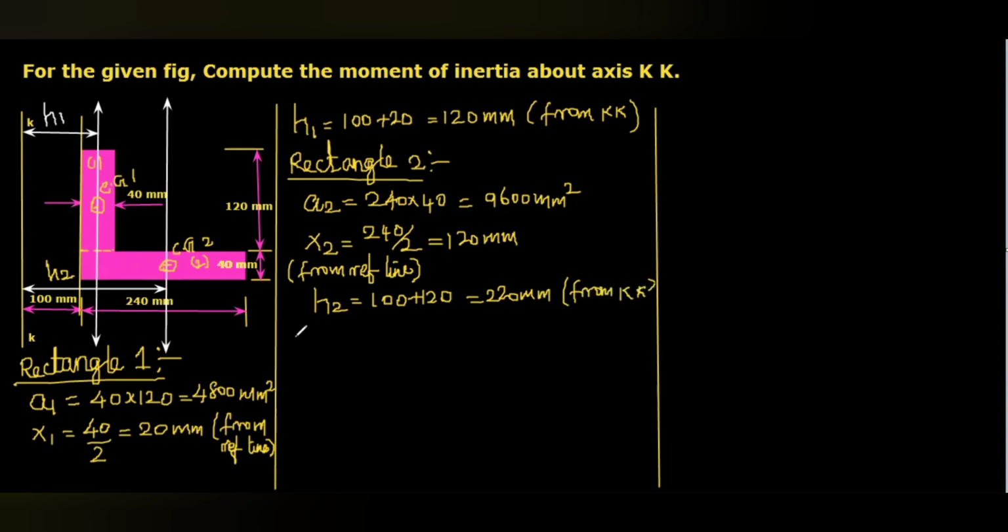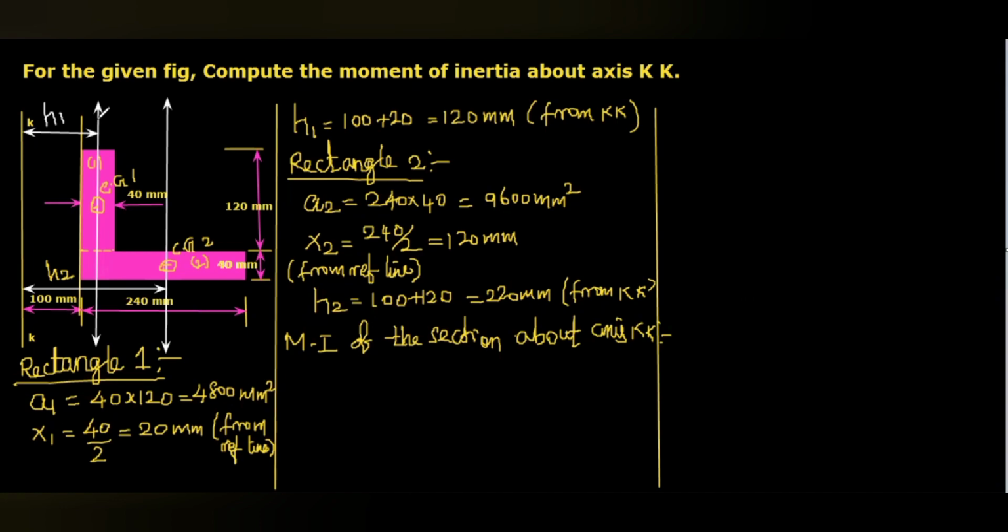Okay. Now we are going to calculate the moment of inertia of the section about axis KK. First, the moment of inertia of rectangle 1 about an axis that passes through its center of gravity and is parallel to KK. That means this axis.